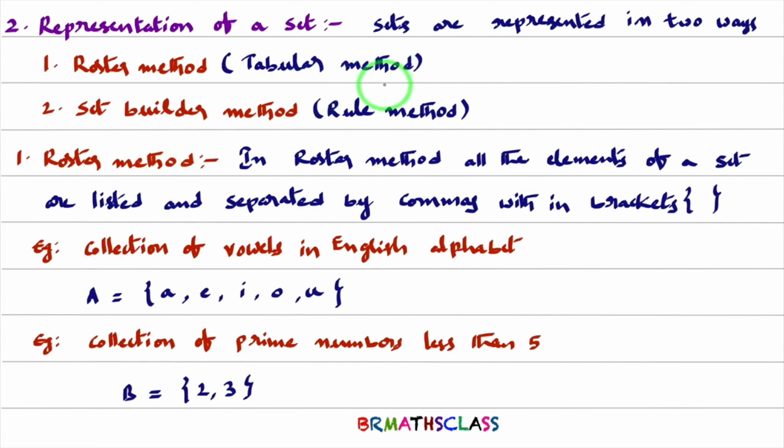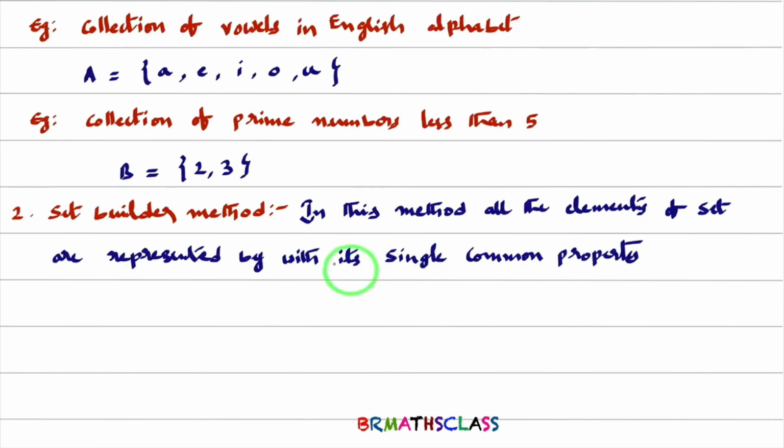Now we will try to understand what is set builder method. In this method, all the elements of a set are represented with a single common property. We will try to understand how we represent a set in set builder method by using an example.